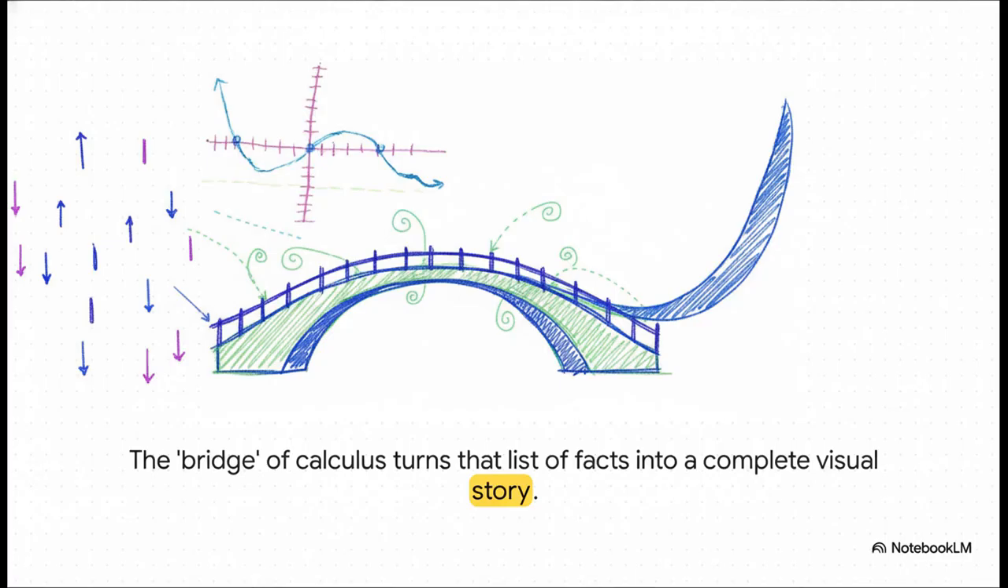This is the connection. This is where it all comes together. The fundamental theorem is the bridge. It gives us the rules to take those individual facts about rates, the derivatives, and integrate them, weaving them together to build the entire, continuous picture. It connects the instantaneous to the total.